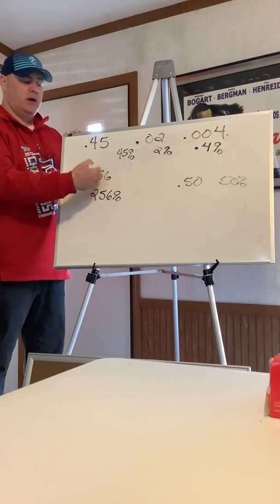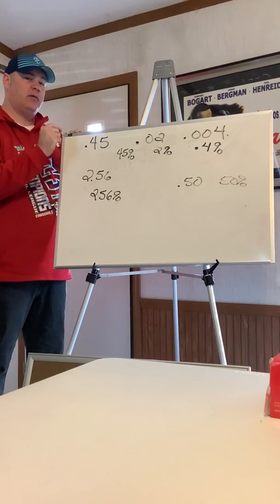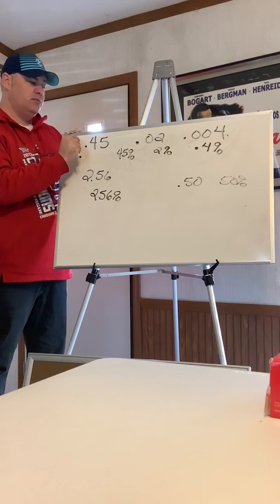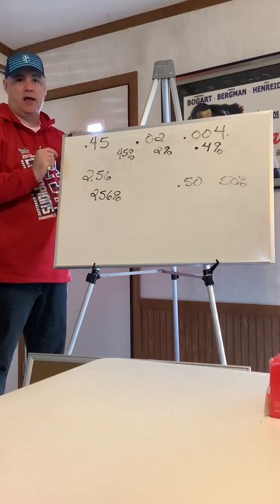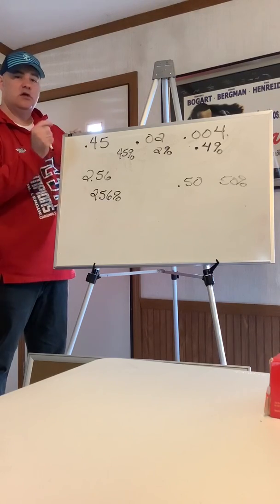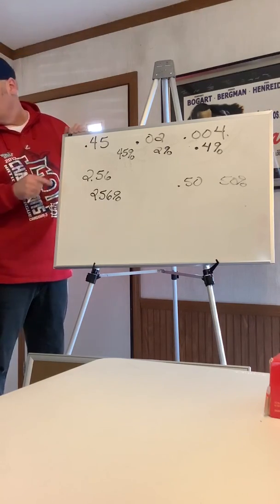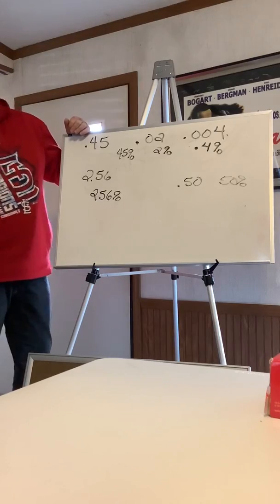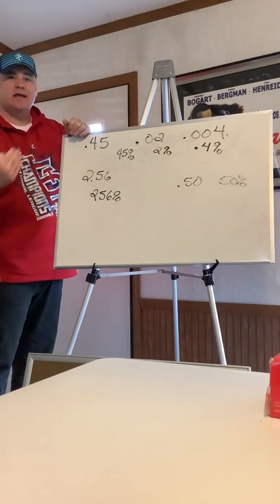As far as right now, what we're focusing on is just moving the decimal 2 times to the right. If it's a decimal and you need to move it to a percent, you move the decimal 2 times to the right. The flip side of that is to make a percentage a decimal.